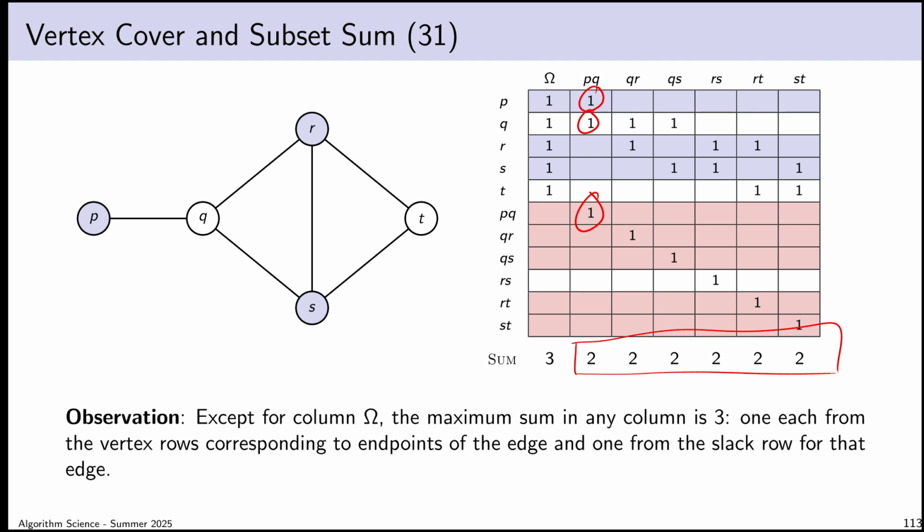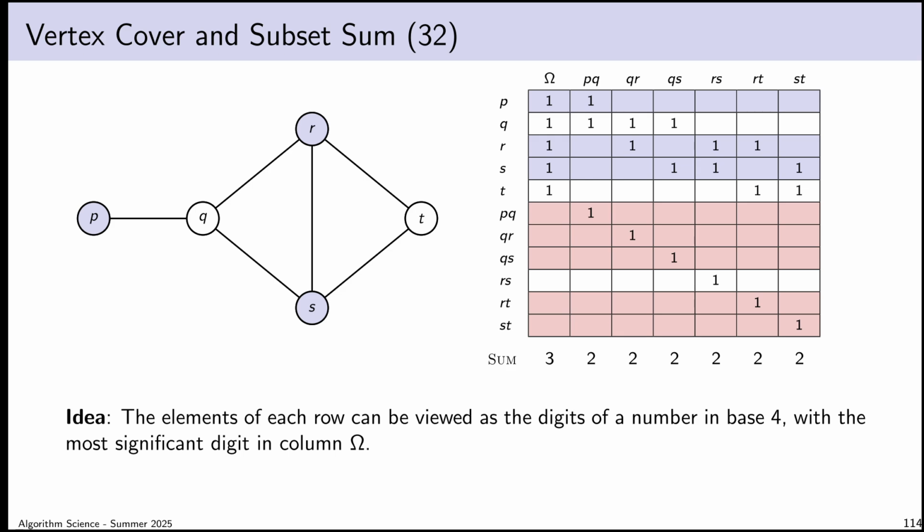Now, the maximum value of column omega is different, because if I were to choose every single vertex as part of my vertex cover, the sum of column omega could be as much as the size of the vertex set. So, of course, what I just discussed only applies to the columns that aren't column omega. Here's an idea. Let's just ignore column omega again for the sake of argument here.